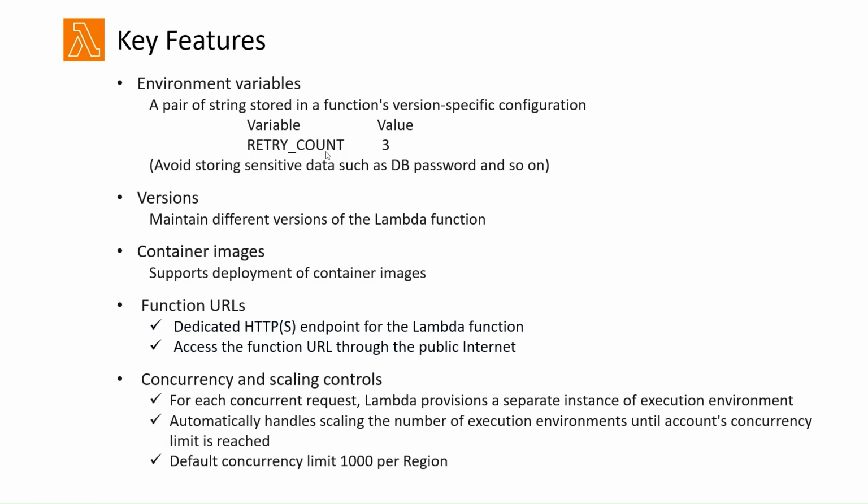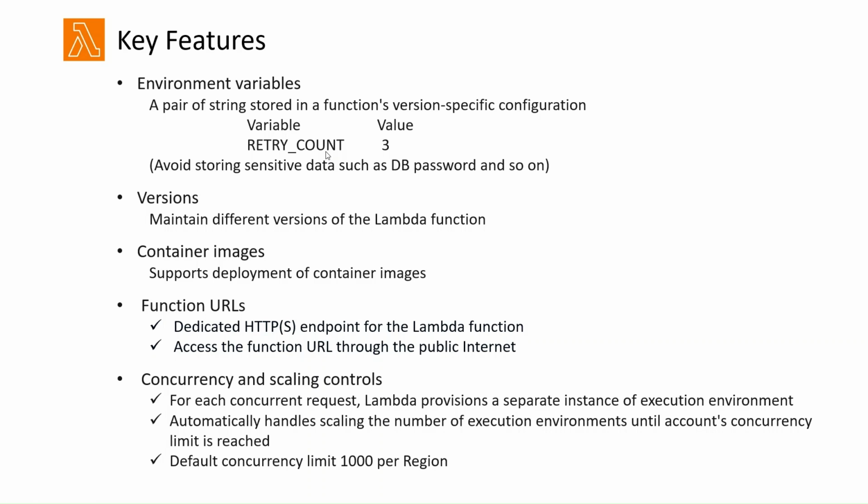Next, container images. Lambda supports two types of deployment packages. One is container image and another one is .zip file archives. By this feature, we can deploy a Docker image using the Lambda function.